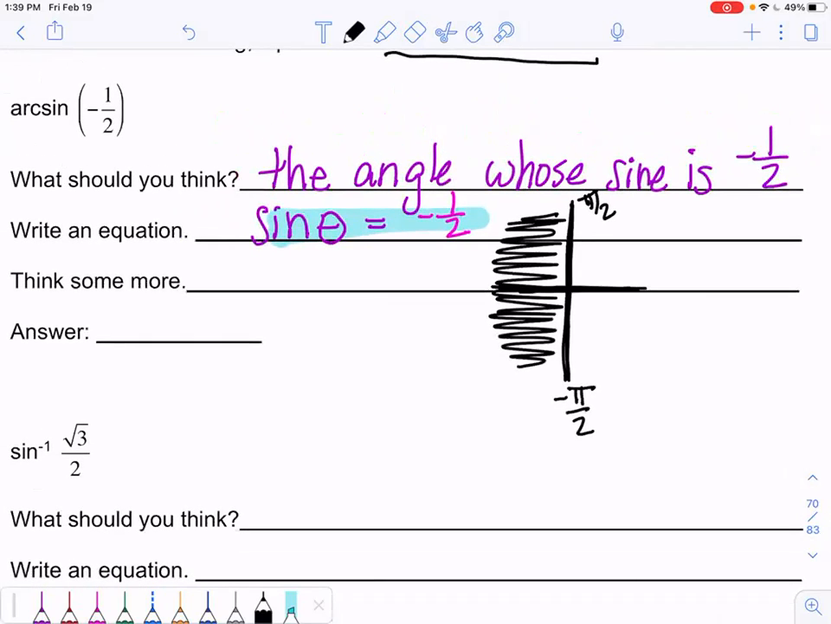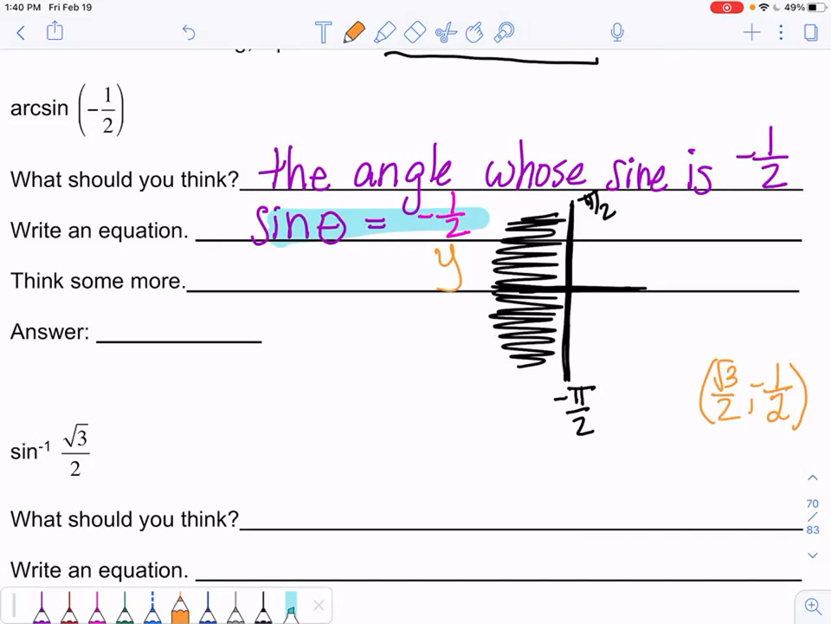Gabby, on the unit circle, the sine was either the x or the y of the ordered pair. Do you remember which one it was? The y. So sine is y. So that means in my ordered pair, the sine is -1/2, or the y is -1/2. Gabby, if you have a y value of -1/2, what would your x be of that ordered pair? It would be positive square root of 3/2. Yeah, positive square root of 3/2.